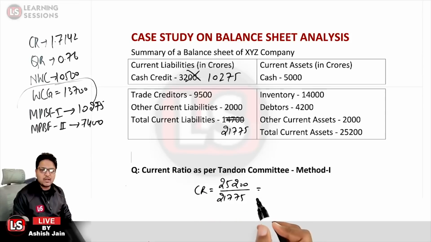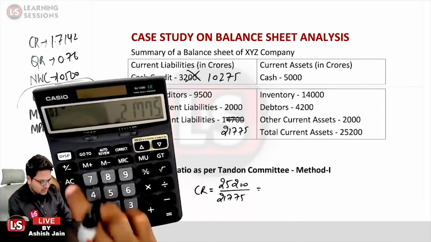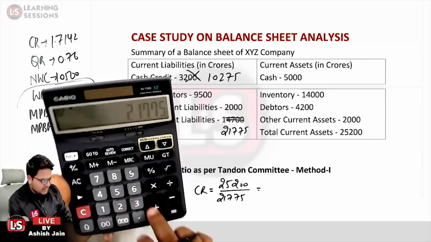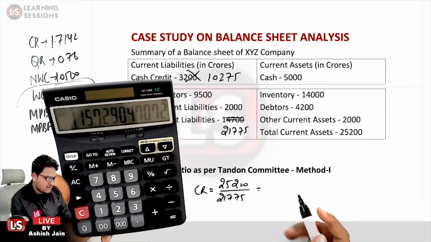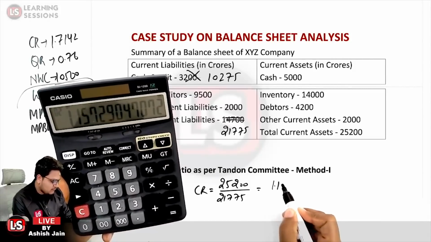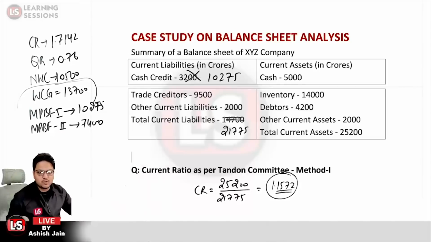That would be the new current ratio if the finance has been made as per the Tandon Committee method 1. So that will be equal to 25,200 divided by 21,775, and that comes out to be 1.1572. Okay, so that will be the answer for this particular question.